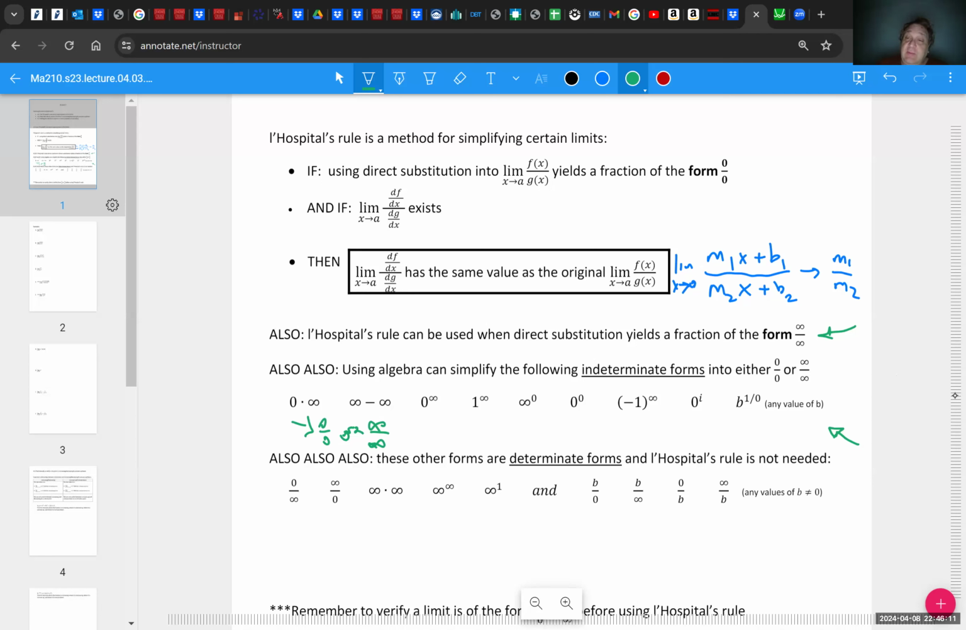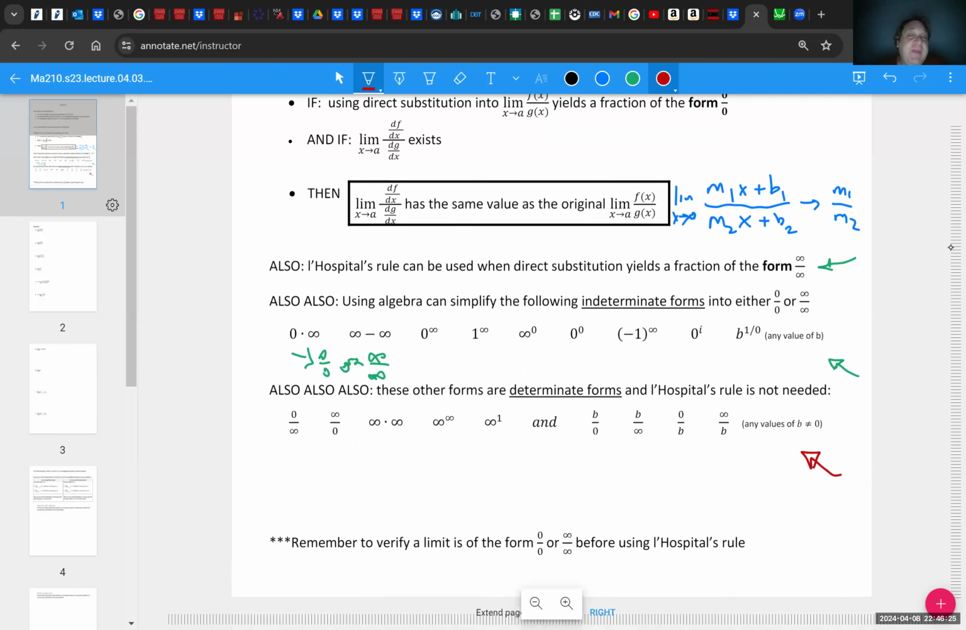Now, I do list here on the bottom a bunch of things which sometimes students think are indeterminate forms, but they are not. They are definitely determinate forms. So what do I mean by determinate? It means that we know what they are without actually doing anything. So I'm talking about a limit where, for example, the top part goes to 0 and the bottom part goes to infinity.